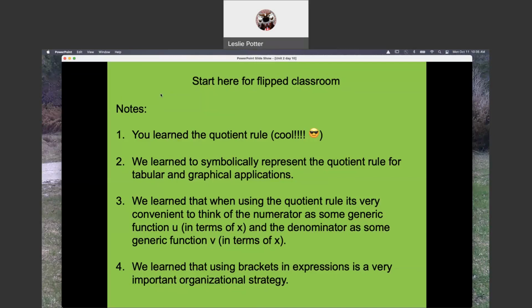Today is really the last day of new material. We're going to talk about the quotient rule today and continue to focus on it tomorrow. So our essential question is, how do we calculate derivatives of quotients? I did just change one word in the essential question.